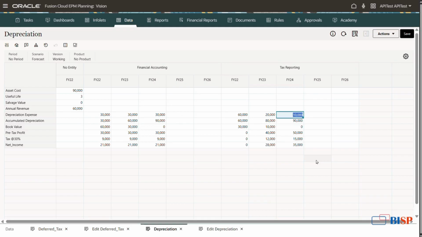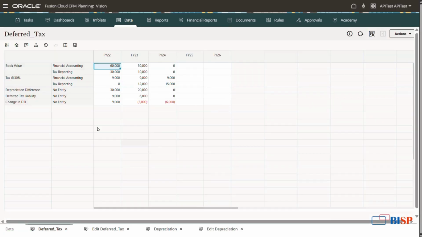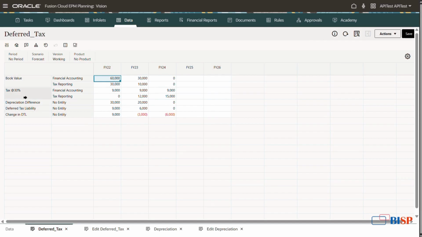Now let's open the deferred tax data form. Here we can see the comparison between financial accounting book value and tax reporting book value. The temporary differences are 30,000 in the first year and 20,000 in the second year. Applying the 30% tax rate gives us deferred tax liability values of 9,000, 6,000, and finally 0. The change in deferred tax is 9,000 in the first year, followed by reversals of 3,000 and 6,000 in the next 2 years. These numbers exactly match the calculation we verified in our Excel planning model. This confirms that our Groovy Business Rule is successfully reproducing the complete deferred tax calculation inside Oracle Planning, with all calculations being performed automatically whenever the users save the planning form.